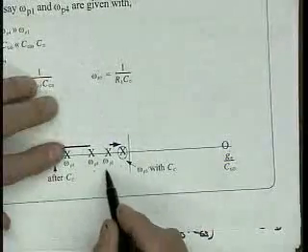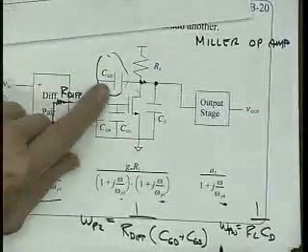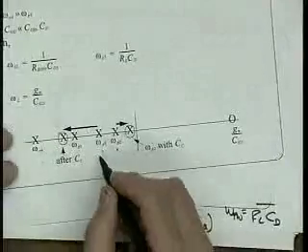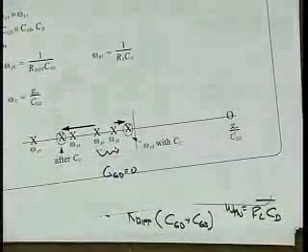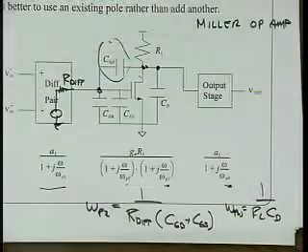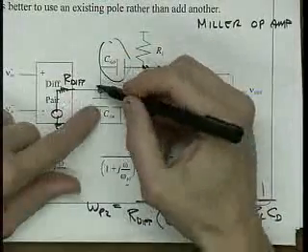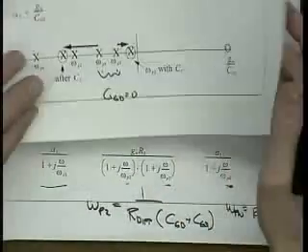So here's omega P3 and omega P2, and here's their two values if CGD equals zero. So this is for the case when CGD equals zero, or very small. Let's now add another capacitor here. So here we have our compensation.